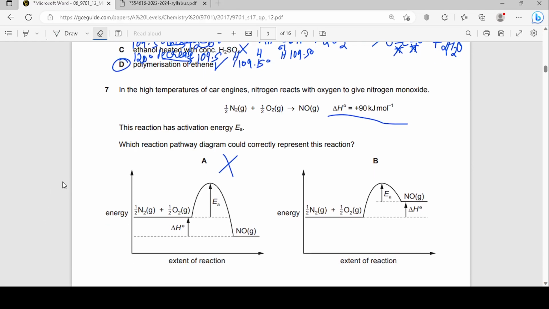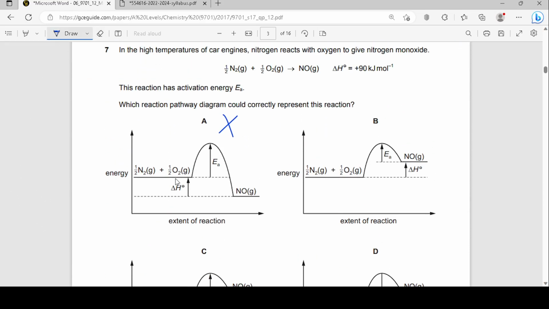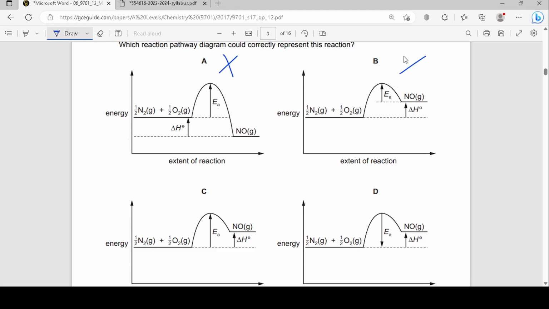Now the reaction has activation energy EA. So activation energy should be from the reactants to the peak, right? So like in A, it's correct because it's going from the reactants to the peak. But we already eliminated A based on delta H not being from the reactants to the product. So A is out of the question anyways, but I'm just showing you the EA arrow for A is correct. Okay. Then for B, the activation energy arrow is wrong because it's going from the products to the peak. It should be from the reactants to the peak. So it should be like this, right? So B is wrong for that reason.